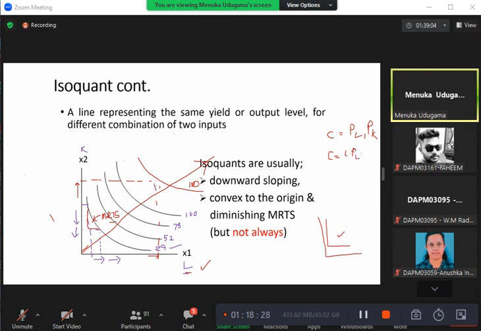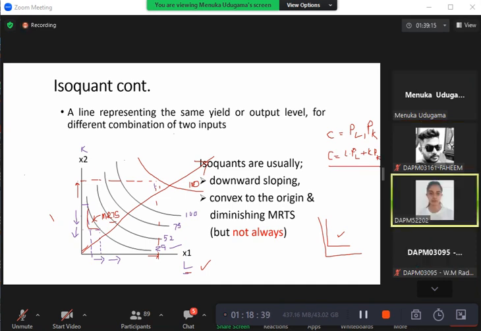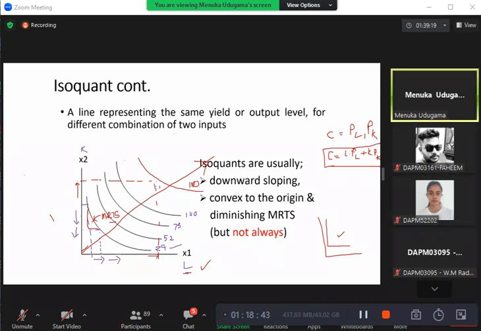Number of laborers, increase. Then capital, increase, by the price of one unit. The price of one unit of capital. So then this amount is the cost. And once you find the cost curve, then you can draw both these curves on the same graph.